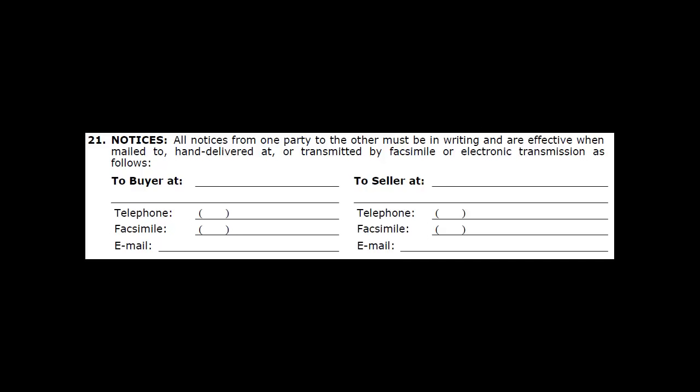Some agents are reluctant to put the buyer's or the seller's contact information in paragraph 21 because they think that direct contact with the other party is forbidden. However, as long as you're using the contact information to provide notice to the other party, you're not really crossing a boundary of soliciting another agent's client or doing anything that's going to jeopardize the contract.